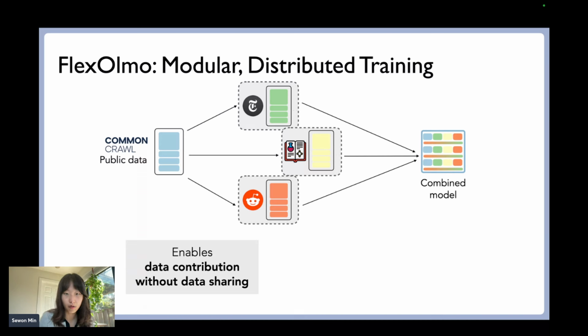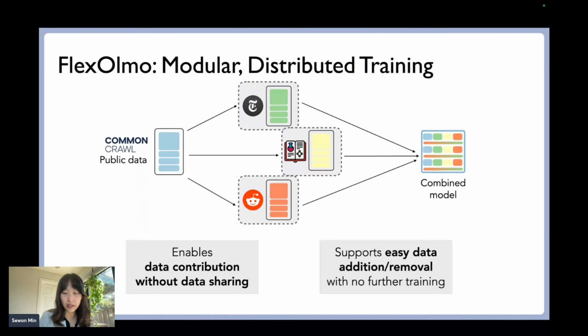and they can still contribute to the single combined model. I think the other thing that is very important is that this supports easy data addition and removal without needing to retrain the whole model. And this is possible because training is completely modular and independent. For instance, if one of the data owners, say New York Times, wants to opt out from this combined model, what we need to do is just remove the expert or model parameters contributed by New York Times, and the rest of the model is guaranteed to not make use of New York Times data.